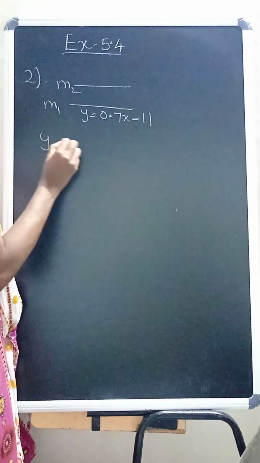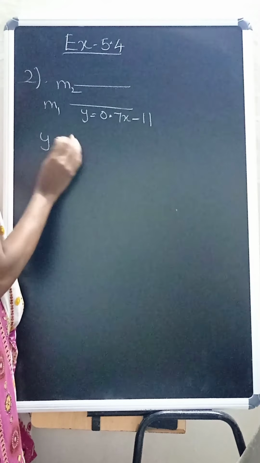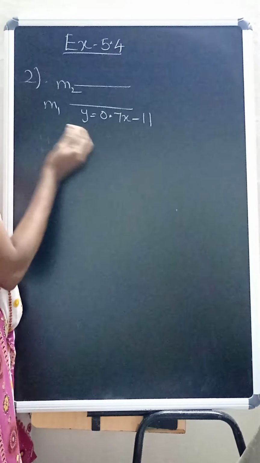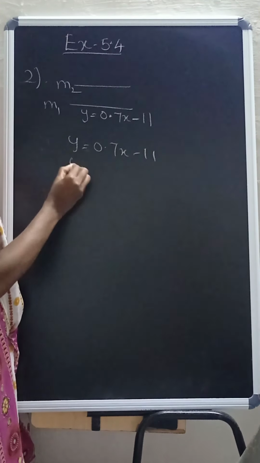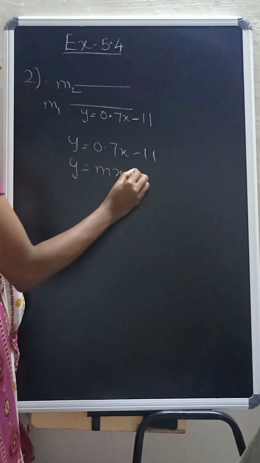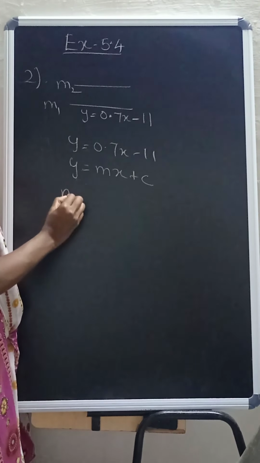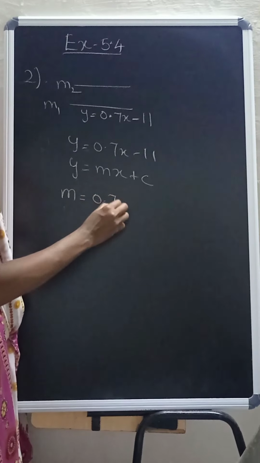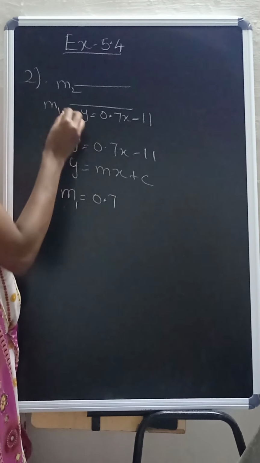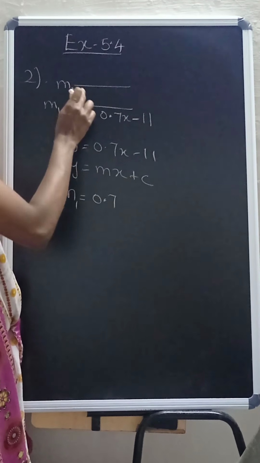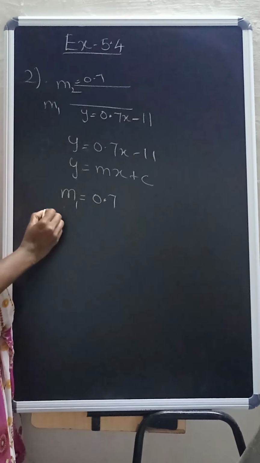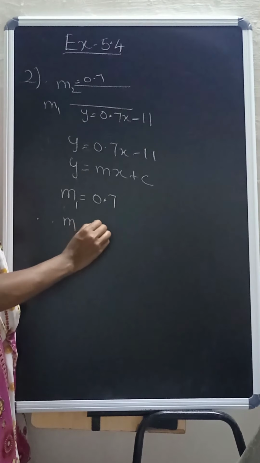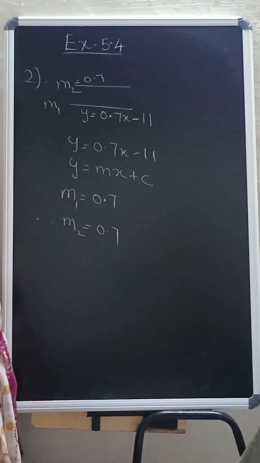First, y is equal to 0.7x minus 11. This is of the form y is equal to mx plus c. So on comparing you will get m is equal to 0.7. So this slope is 0.7. Therefore m2 is equal to 0.7. Second part of the question.